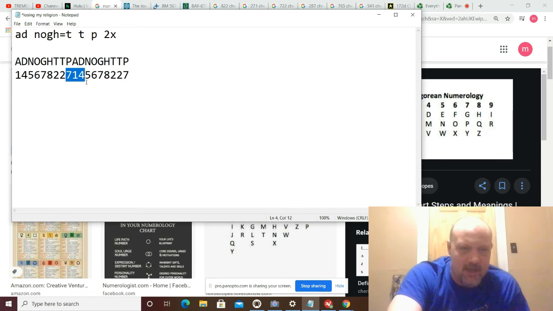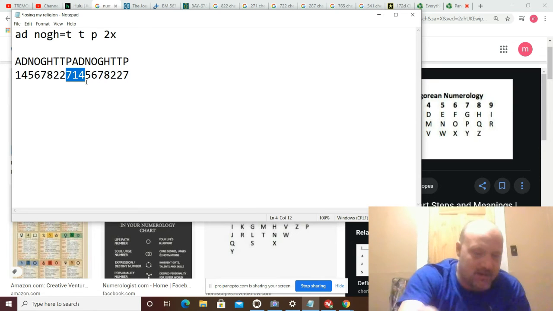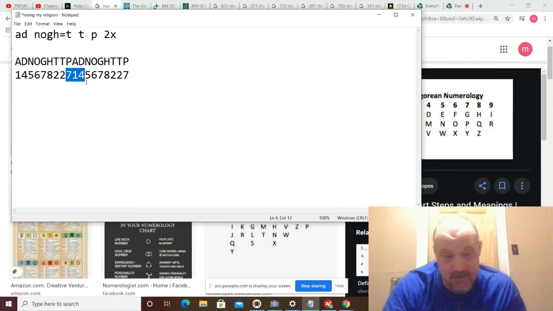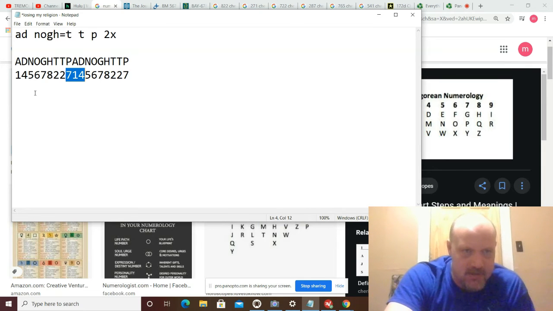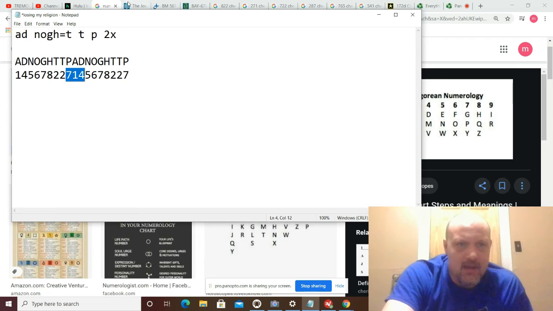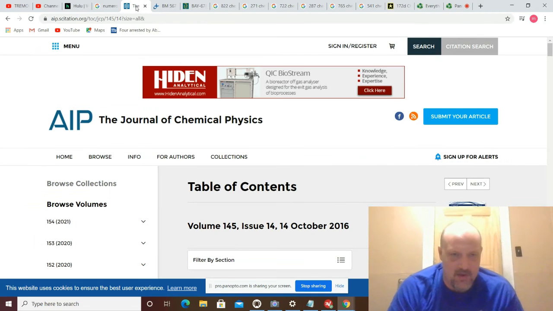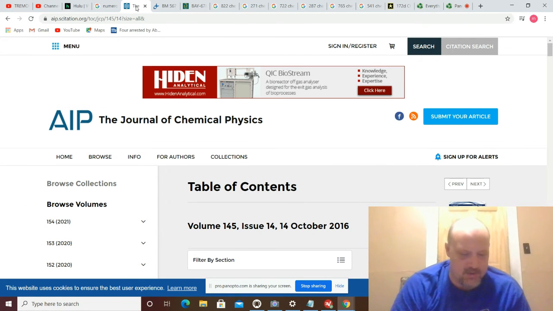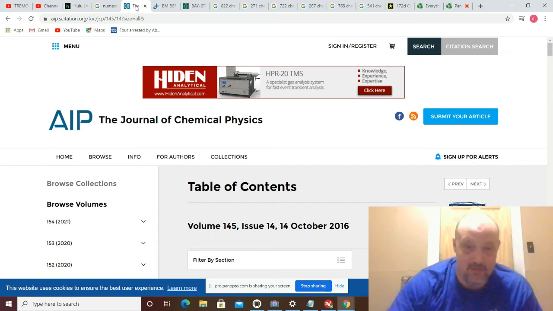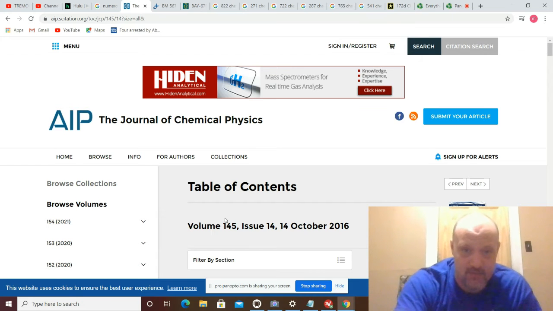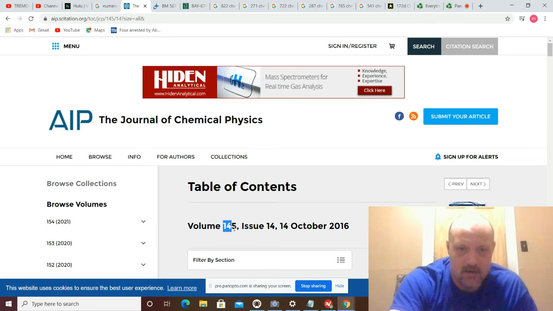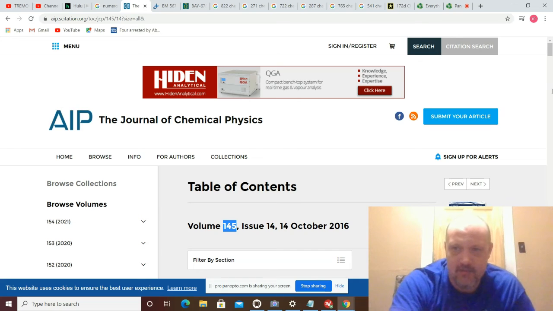Once you hit this overlap, going forward, you can start coming back, unless we're rearranging the numbers and letters, which we're not. And then once you hit it again, coming back, you're done. So we'll start with 145, and 145 winds up being Journal of Chemical Physics, Volume 145.